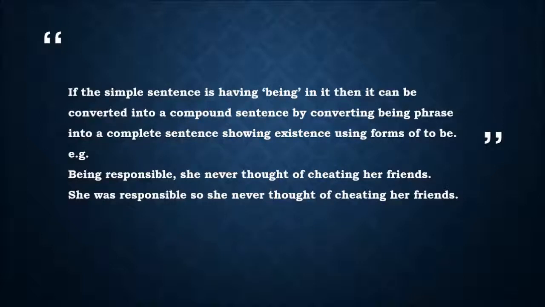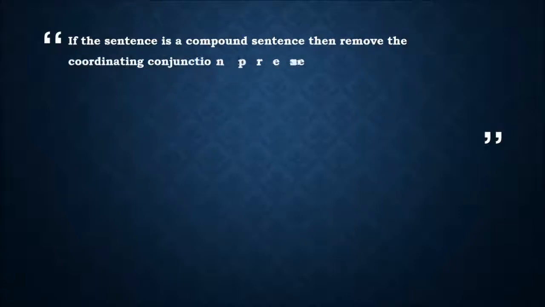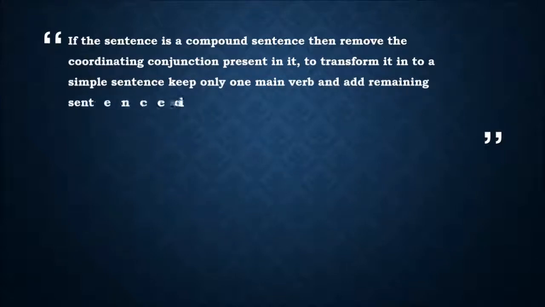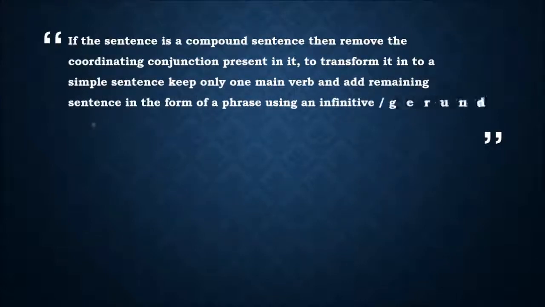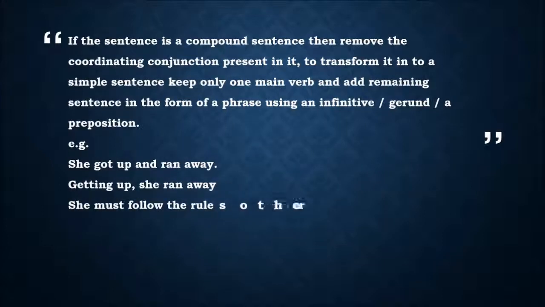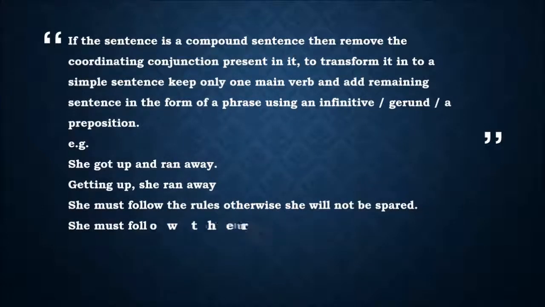5. If the sentence is a compound sentence, then remove the coordinating conjunction present in it. To transform it into a simple sentence, keep only one main verb and add the remaining sentence in the form of a phrase using an infinitive / gerund / a preposition. E.g. She got up and ran away. Getting up, she ran away. She must follow the rules, otherwise she will not be spared. She must follow the rules to be spared.